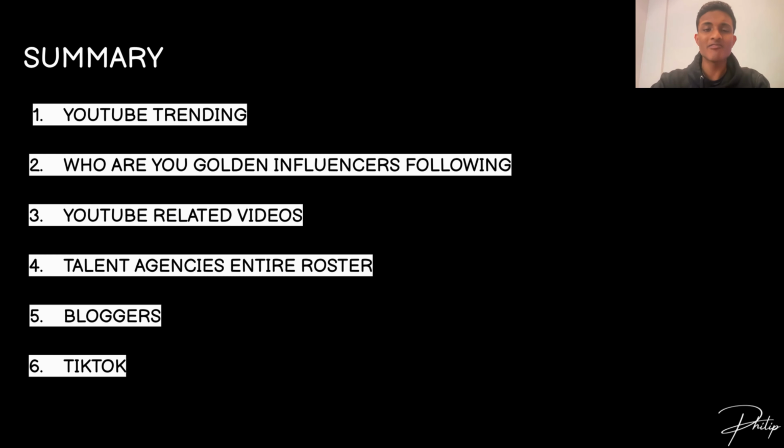Okay guys, so just to summarize, the 6 methods are: number 1, the YouTube trending page. Go ahead and click on your niche on the YouTube Explore page and just see who are the creators that are making the most high quality content. They probably have the most views, and you can look at working with them.